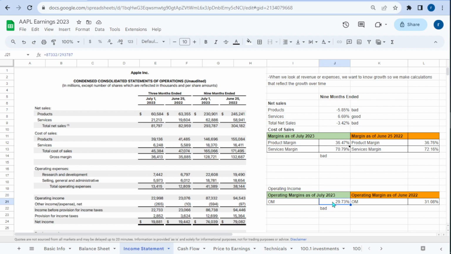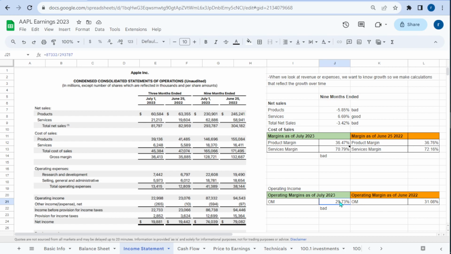Now, if we're looking at the operating margins, as of July 2023, the way that we're calculating this is we're pretty much just getting that operating income, and we're dividing it by the sales. So right here, we have 29.73% as our operating margin for July of 2023. And that's comparing it to June of 2022, where we had 31% operating margin. So our operating margin went down. So that's a bad thing because you want operating margin to go up.